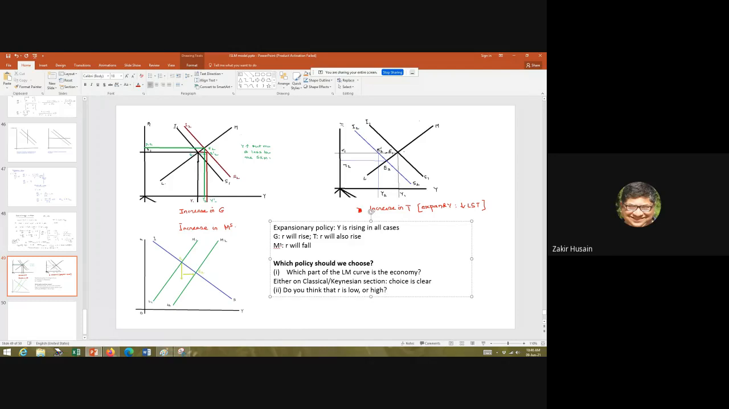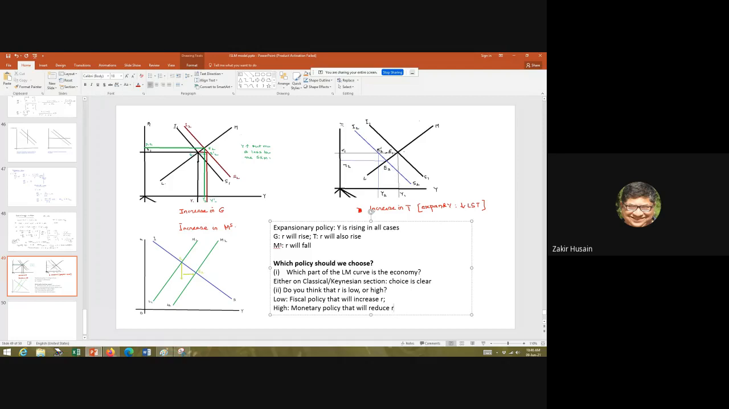So, do you think that R is low or it is high? If you think it is low, then we should go for a fiscal policy that will increase R. And if we think that it is high, we will go for a monetary policy that will reduce R.